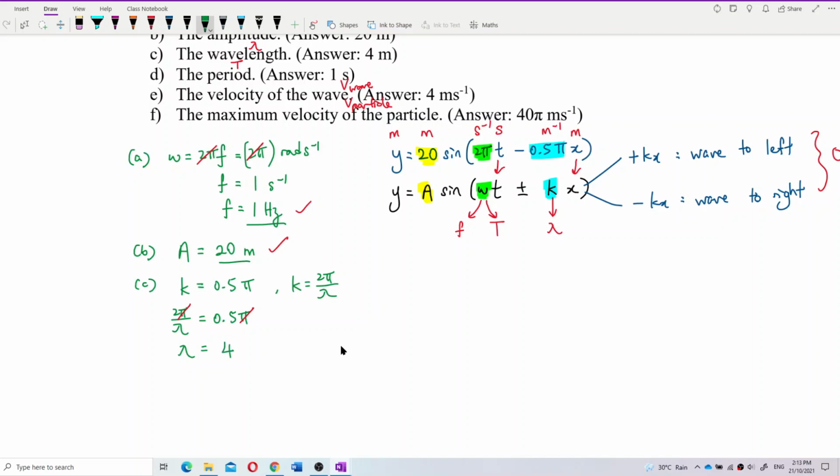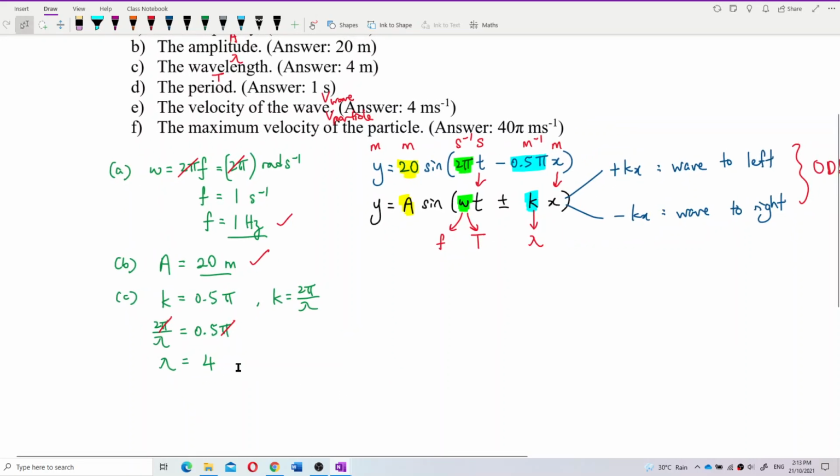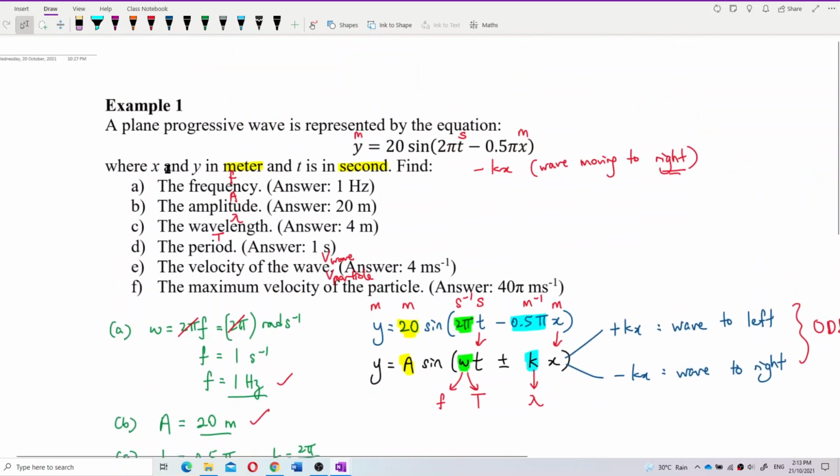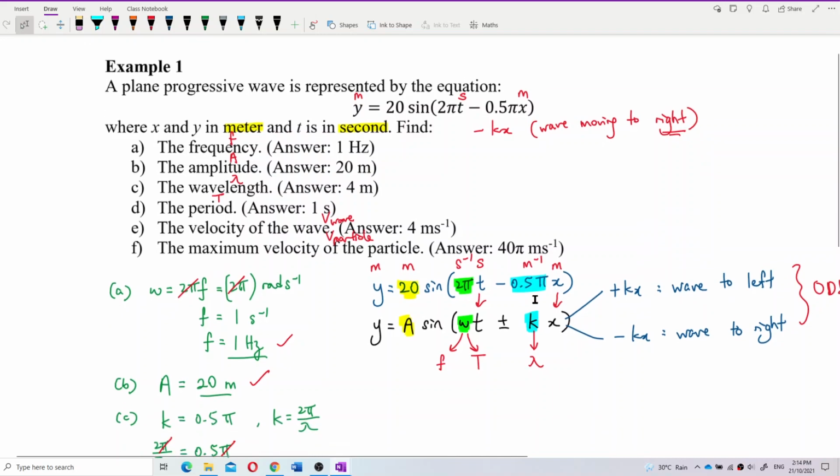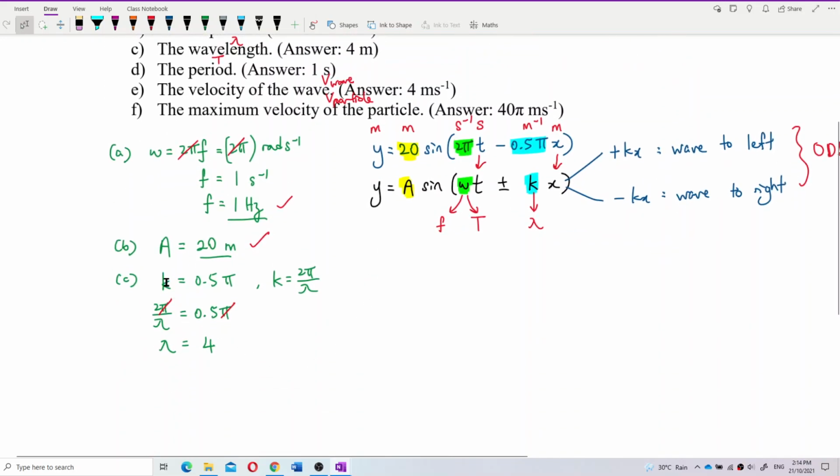What's the unit? 4 cm or 4 meter? Just now we know the unit already, because it said that x is in meter. So the k must be per meter. Why per meter? Because the lambda is below, we divide by lambda. So that's why k is per meter. Write that out: k is actually per meter.